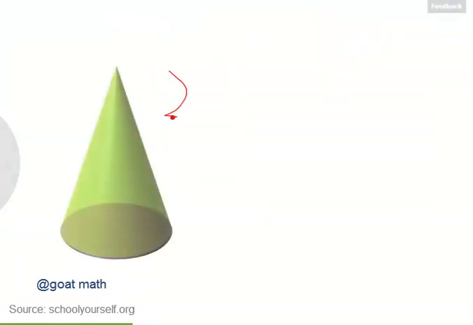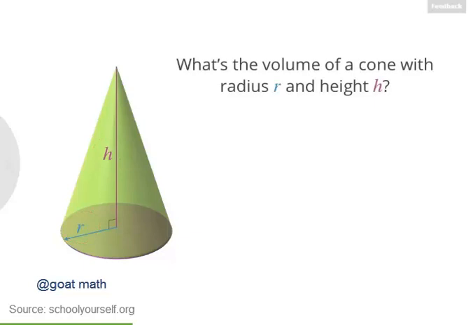So take a look at this cone here. Its height is h, and its base is a circle with radius r. In terms of h and r, what's the volume of this cone? If you get stuck, click down here.